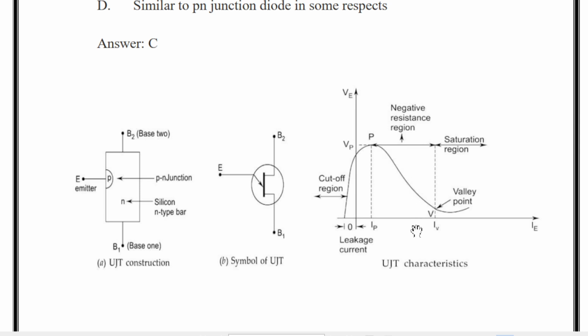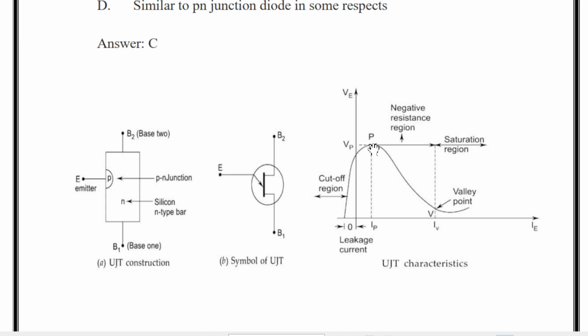increasing until the peak voltage VP and peak current IP are reached at point P.